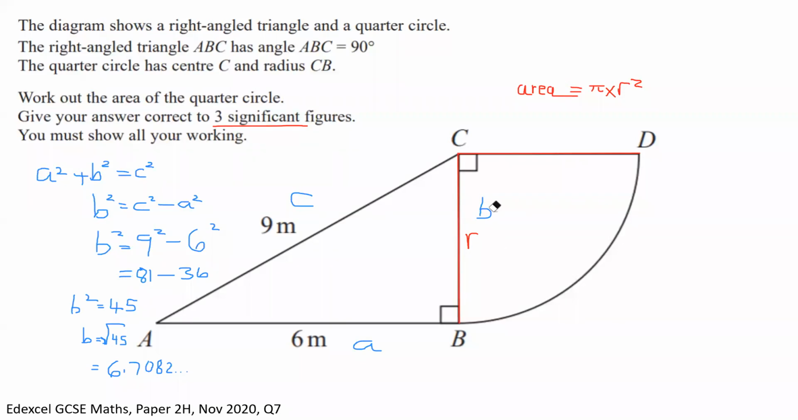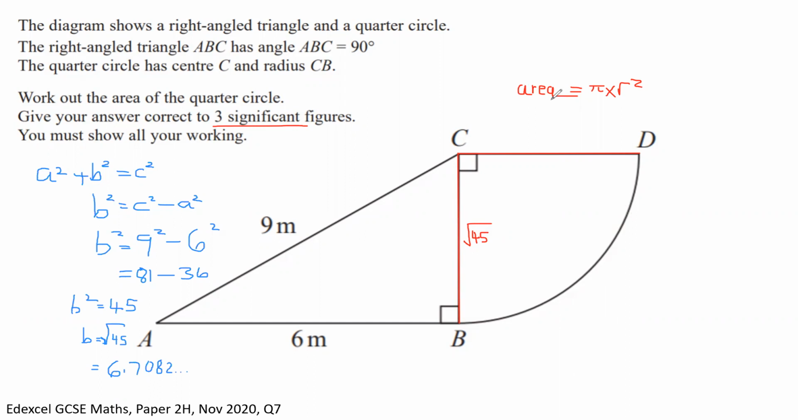Okay, so if we go back to this diagram, we've worked out the length of this side. We now know what the radius is. The radius is root 45. So what do we do next?